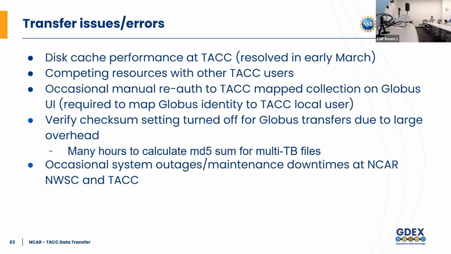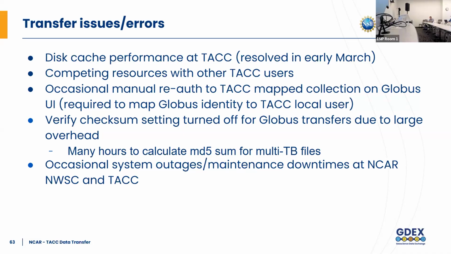So just a brief comment on some of the issues we ran into. I already mentioned the disk cache performance at TAC that was resolved in early March. And then also the competing resources with other TAC users. If there was more usage from other TAC users, we noticed it because then the Globus transfer rates would slow down. But on days when there wasn't any competition with other users, we saw the optimal transfer rates.